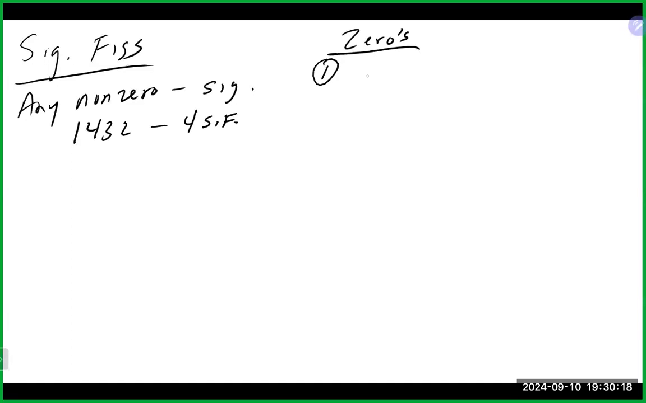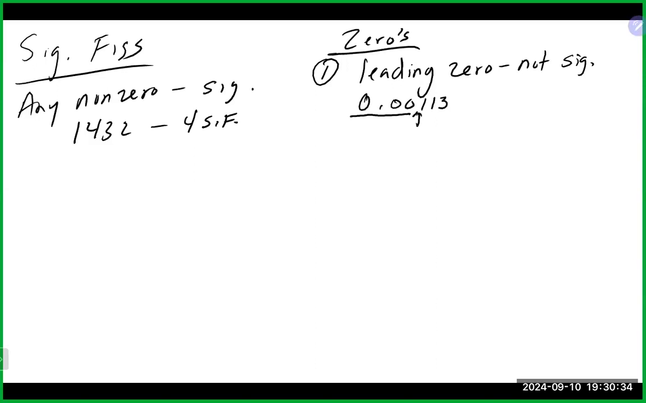The first type of zero is referred to as a leading zero. Those guys are not significant. So 0.00113, we start left to right. We do not start counting until we hit the very first non-zero, which would be the 1. Then we roll through and we get 3 significant figures in this particular case.